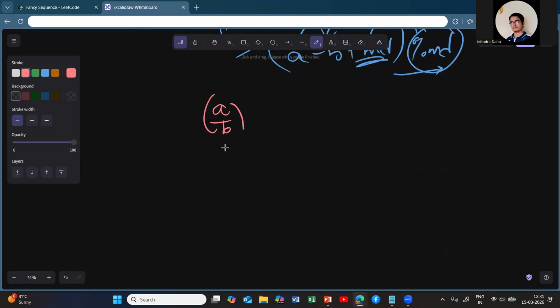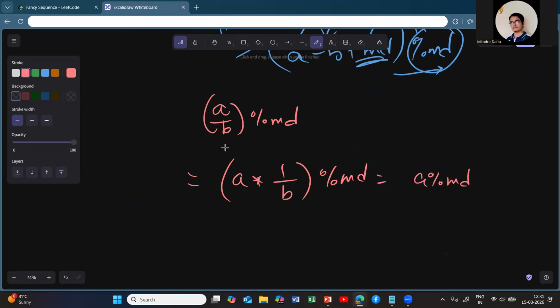It's not possible to completely explain, but you can write it in this way: a multiplied by 1 by b whole mod. This is nothing but doing a modulo mod and 1 by b modulo mod, and a whole modulo. Okay, this is equivalent to this. You just divided the mod in between. After doing this, this is easy. This can be directly done. This can also be directly done.